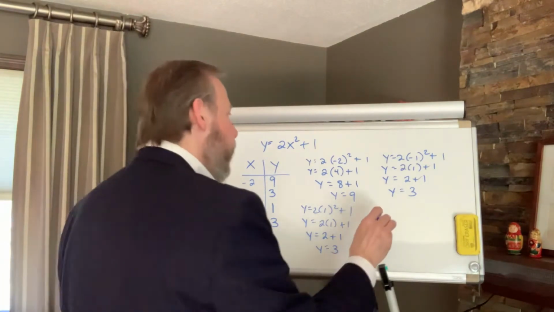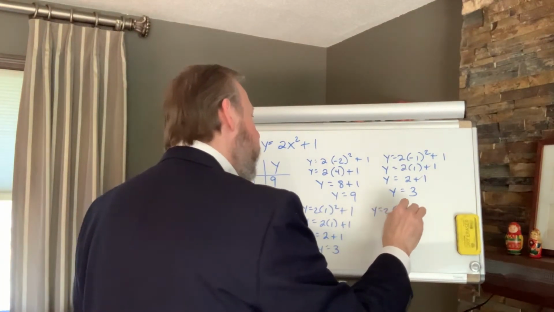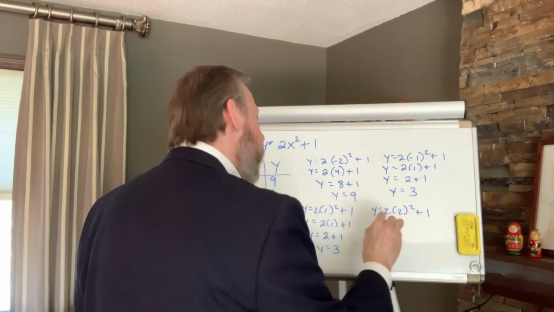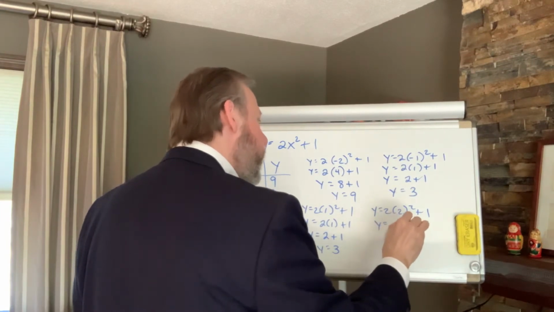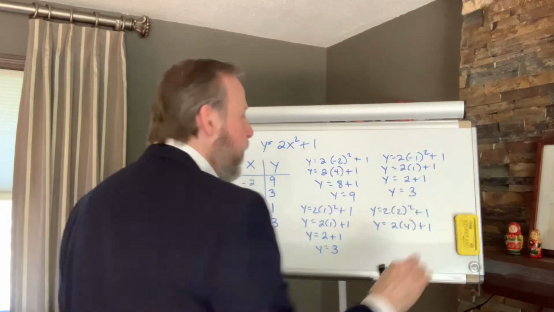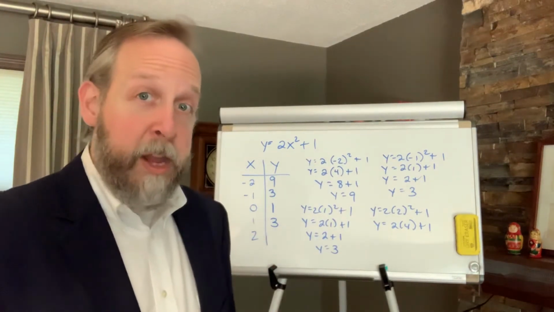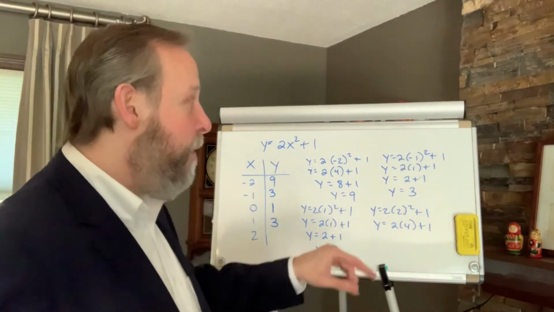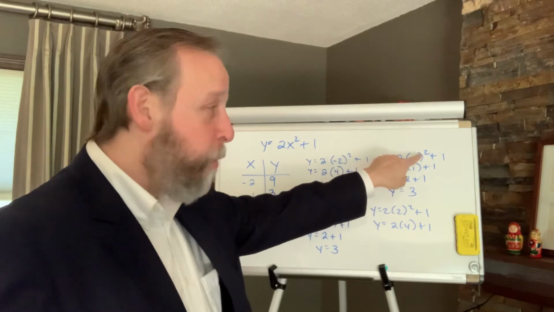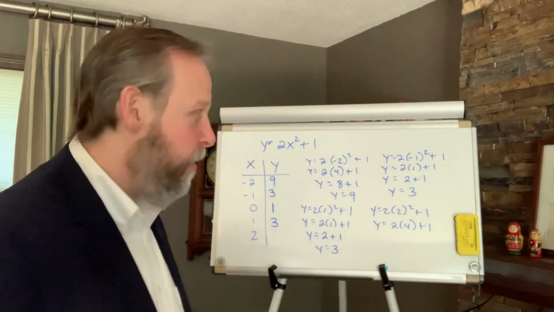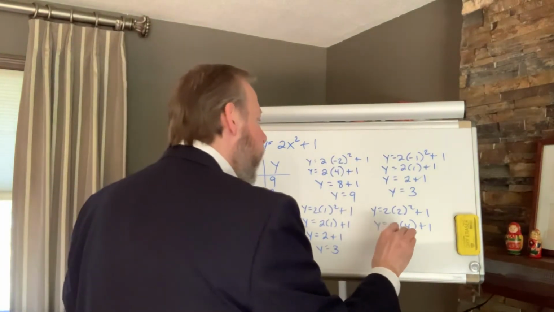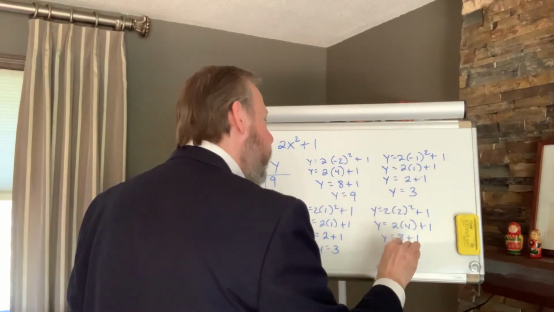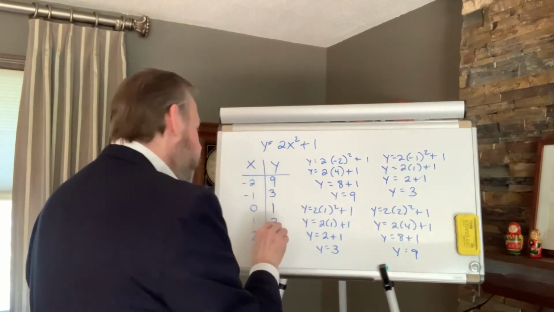Finally, plug in a 2. y equals 2 times 2 squared plus 1. 2 squared is 4, plus 1. Please notice every time I do this, I keep them in parentheses. I'm never multiplying first. I'm squaring first. It's very important. y equals 8 plus 1, which is 9.